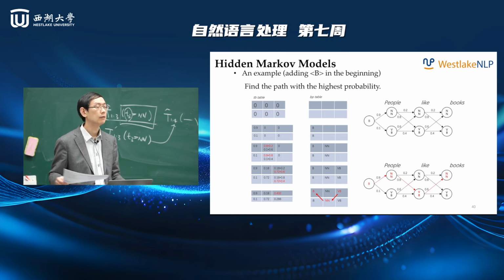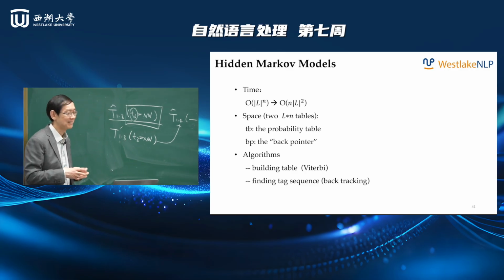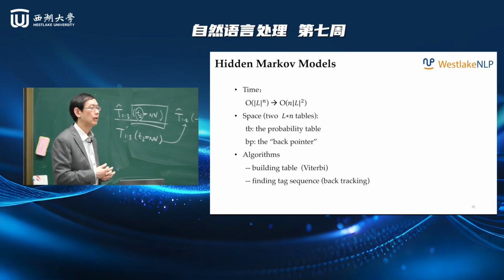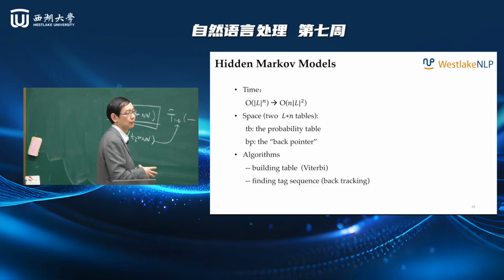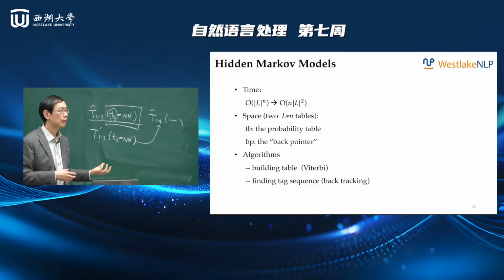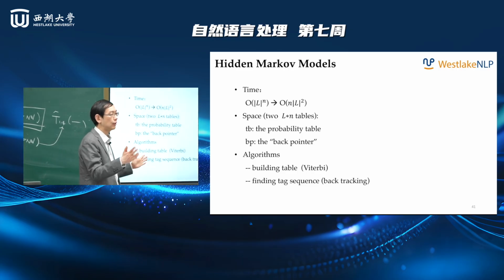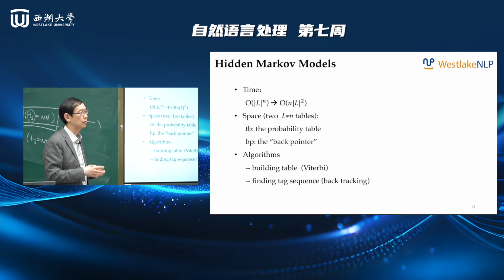Okay, so we're done. So let's take a summary before the break. I just shared with you how to parameterize the generative model for sequence labeling, and that's called hidden Markov model. The parameterization is very familiar to you now. The only new stuff I told you is how to find the highest scored tag sequence given the word sequence. That's not too difficult.